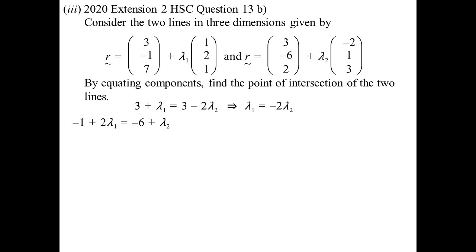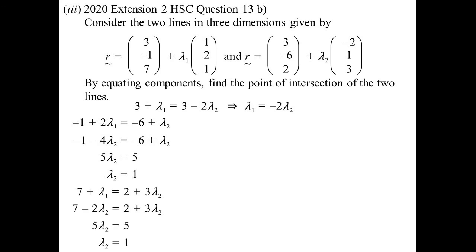Reading across the y values, minus 1 plus 2 lambda 1 is equal to minus 6 plus lambda 2. But we just said lambda 1 was equal to minus 2 lambda 2, so I'll sub that in, and straight away I get that lambda 2 is equal to 1. But I haven't used the z's. What's going on there? Well, let's do the z's. Z plus lambda 1 is equal to 2 plus 3 lambda 2. Solving that, once again I get lambda 2 is equal to 1.